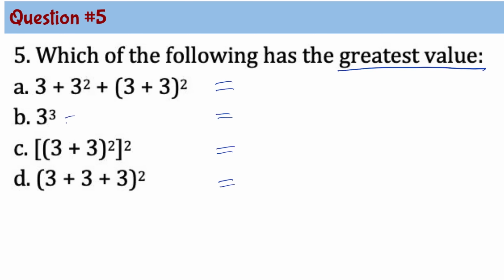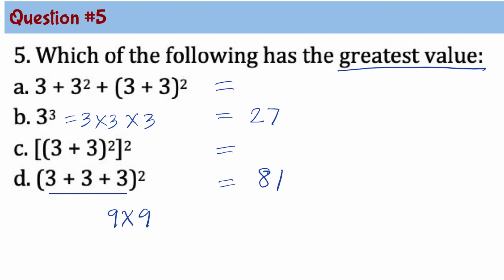So 3 to the third power means we need to do 3 times 3 times 3, and that's going to be 27. For option D, we need to do 3 plus 3, 6, 6 plus 3, 9, and 9 squared means 9 times 9, and that is 81. So this means that it can't be letter B.